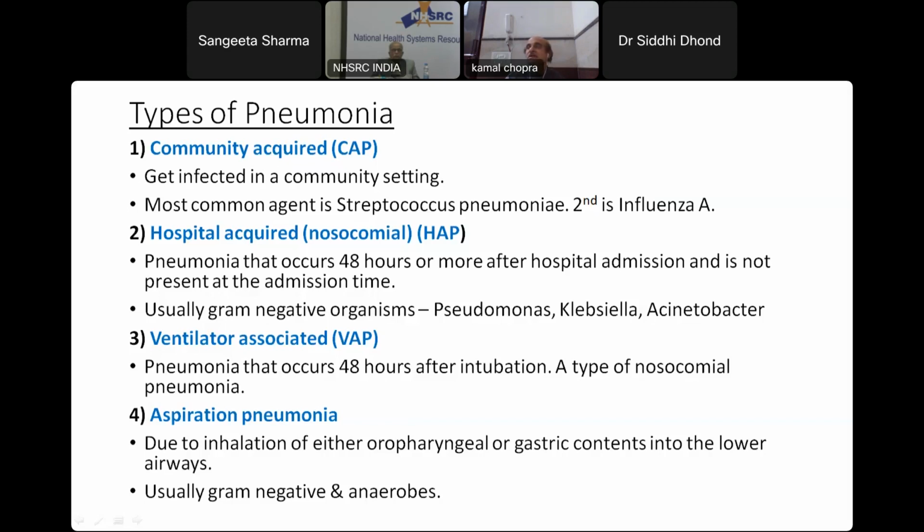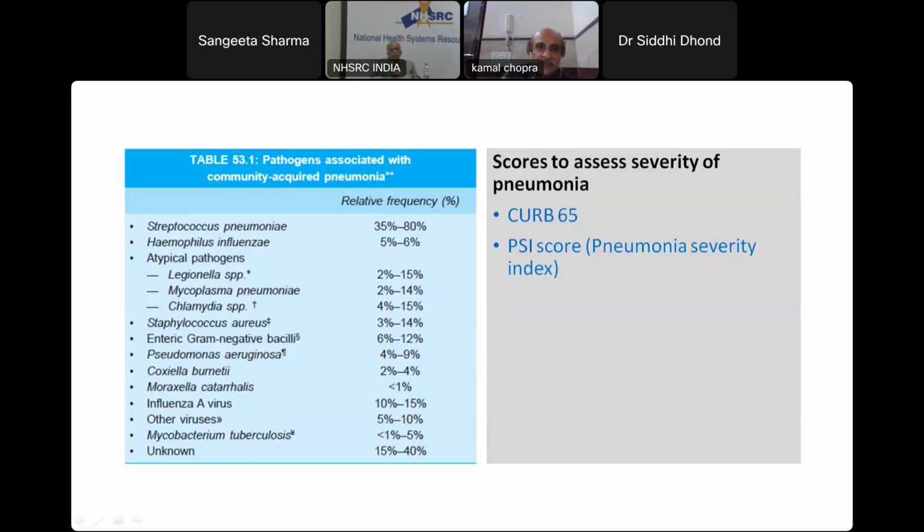Ventilator associated, within 48 hours of putting a patient on a ventilator, nosocomial infections are important. And when they are acquired through a ventilator, we say ventilator associated pneumonia. Aspiration pneumonia is because of inhalation of either oropharyngeal or gastric content into the lower airway. Usually lower lobes are involved. Usually necrotizing pneumonia with gram-negative organisms. So of these different types, the commonest organisms are staph, H. influenzae. These are the commonest organisms.